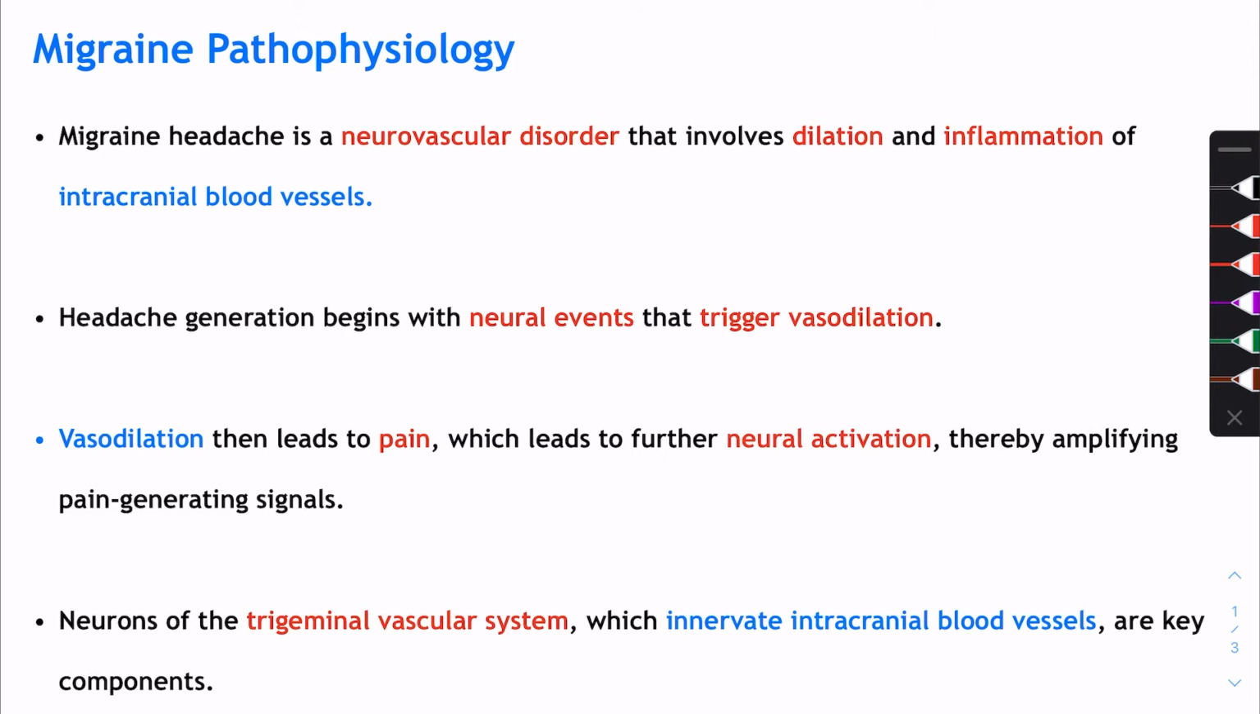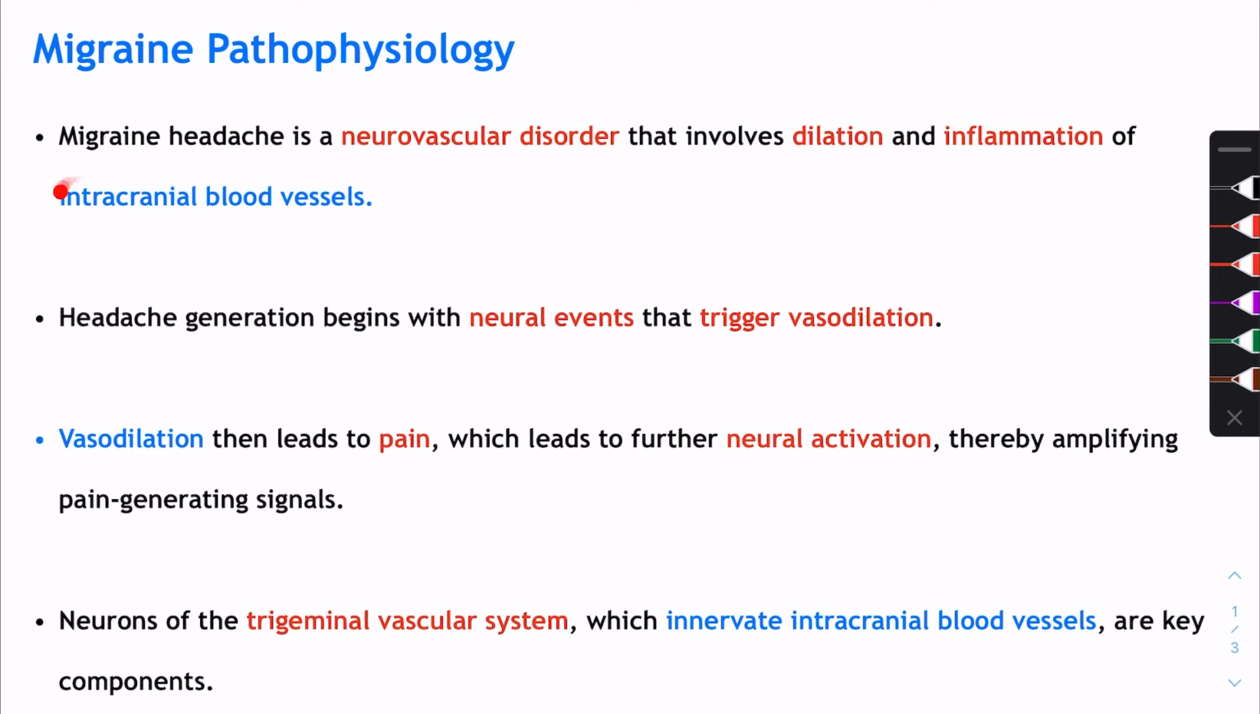Migraine headache is a neurovascular disorder. Please remember, migraine headache is a neurovascular disorder which is caused mainly due to vasodilatation and the inflammation of the intracranial blood vessels.